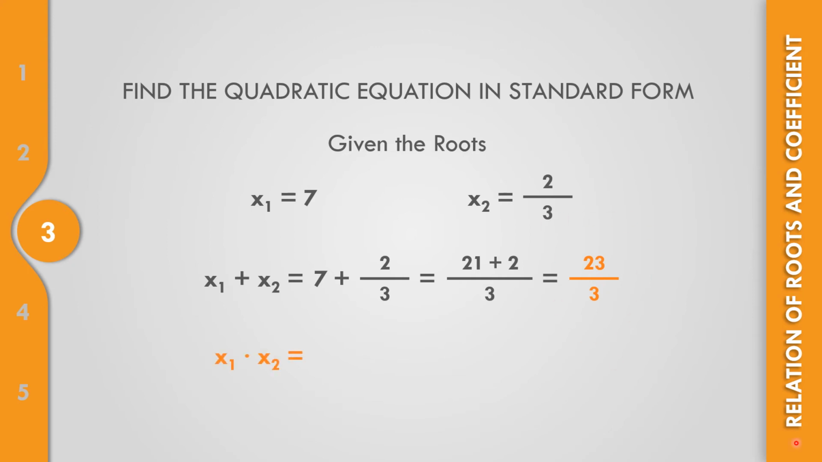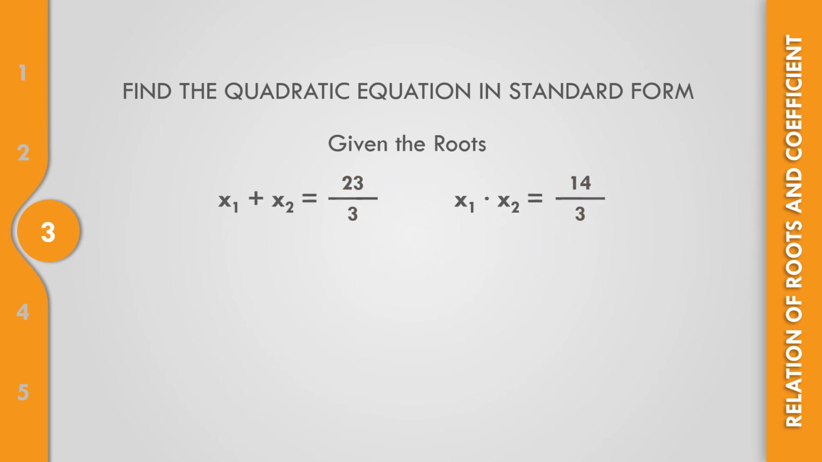How about the product of the roots? Let us multiply 7 times 2 over 3. Multiply the numerator 7 times 2, that is equal to 14. And then denominator 3 times 1, because the denominator of 7 is 1. So 3 times 1, that is equal to 3. So the product of the roots is equal to 14 over 3. So we have now the sum of the roots, that is 23 over 3, and the product of the roots, that is 14 over 3.